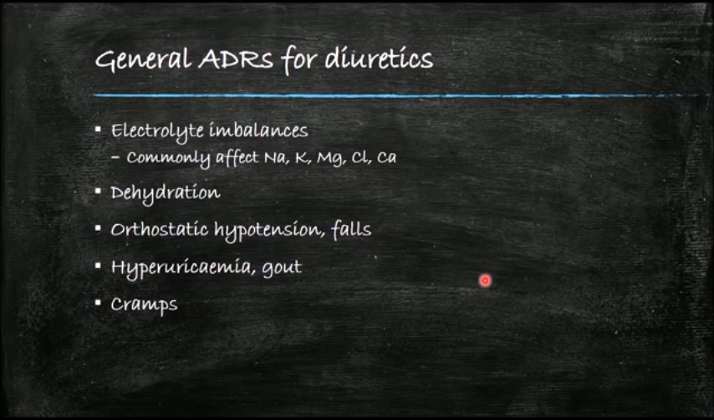You're going to be dehydrated because you're reducing the amount of fluid in your system. Because you're dehydrated, you're going to become dizzy because your blood pressure is going to fall, especially upon standing. Hyperuricemia and gout. So if your uric acid goes up, that's a risk factor for getting gout. That makes sense. And cramps occur as a result of often magnesium being lost.